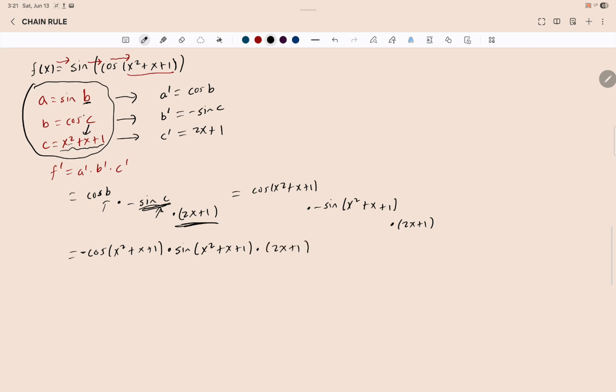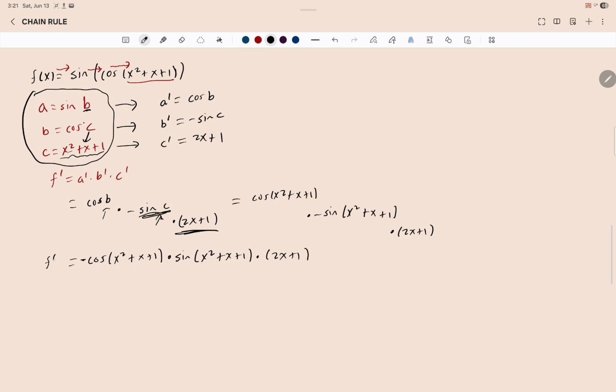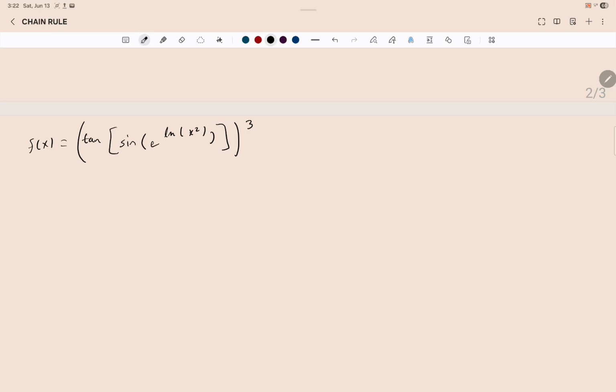Great. Okay, so now let's do a more complicated problem. All right, so here's a more complicated problem. Notice that there's 1, 2, 3, 4, and 5 functions. It's composed of 5 functions.